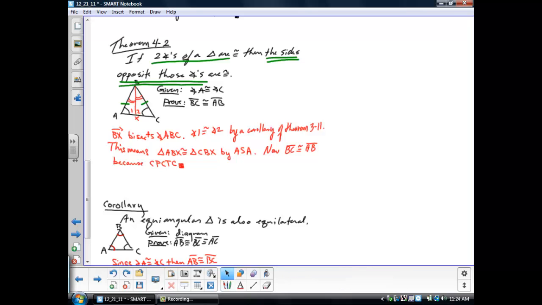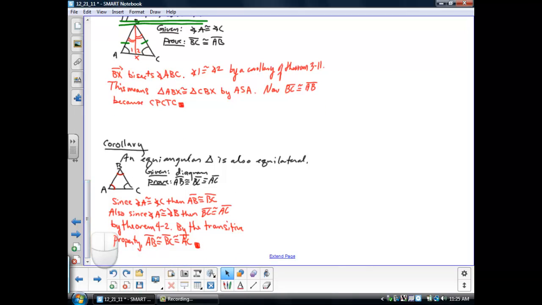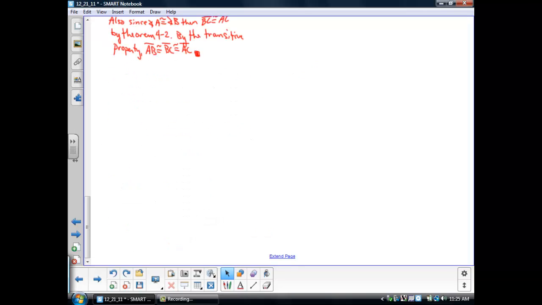We have one corollary to theorem 4.2, and that is that an equiangular triangle must also be equilateral. So we're going to be using these theorems and corollaries. Let's do a couple of examples.